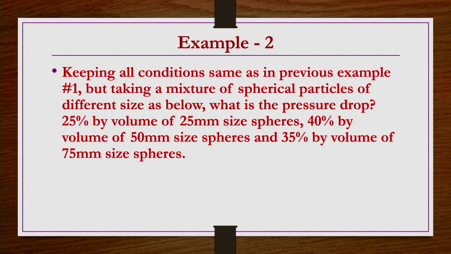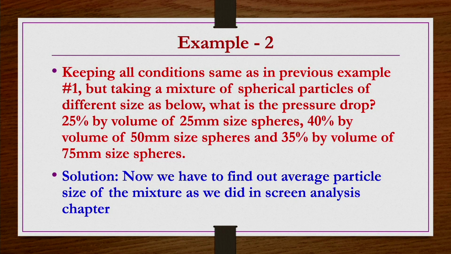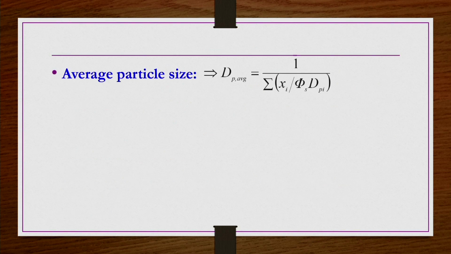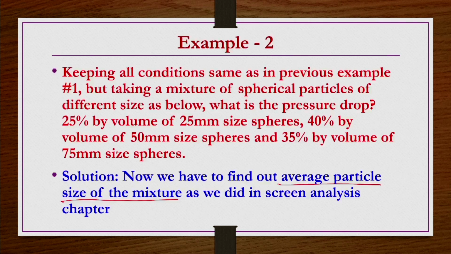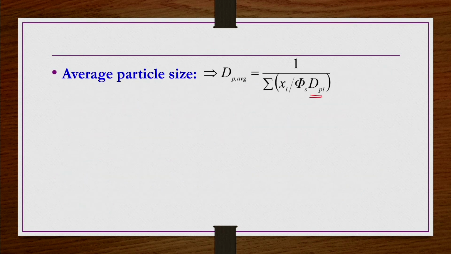So what do you have to do? For the solution, we have to find the average particle size of the mixture, as we did in the screen analysis chapter. The average particle size dP average, especially the surface mean diameter, is 1 by sigma xi over pi s dPi. Now dPi are the spherical particles of different sizes: 25 mm, 50 mm, and 75 mm. Pi s is 1 because all particles are spherical here also.